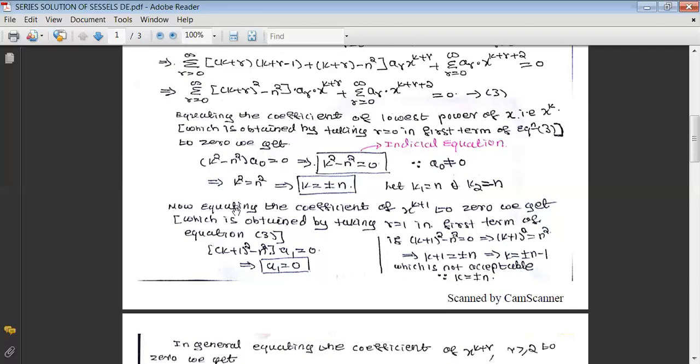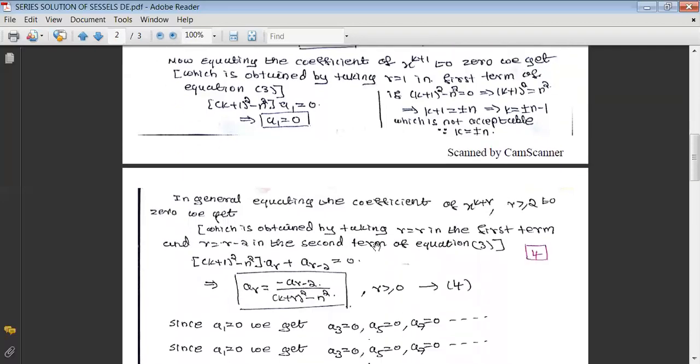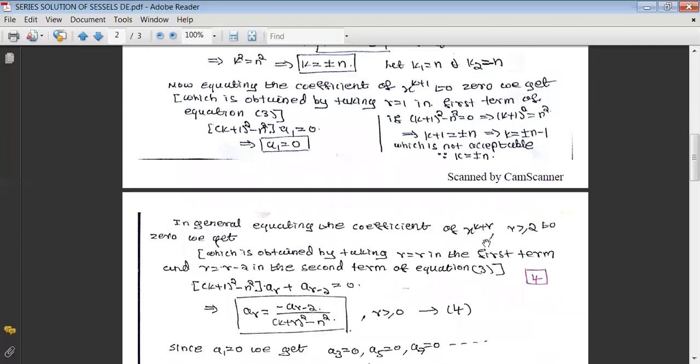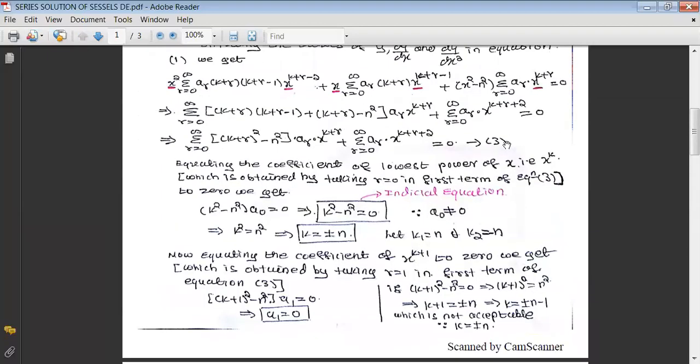That is, when we equate the coefficient of x raised to k plus 1 to 0, we find that a1 equals 0. Now, in general, let us equate the coefficient of x raised to k plus r, where r is greater than or equal to 0. Now, how do we get the coefficient of x raised to k plus r? Again, we have to refer to equation 3.